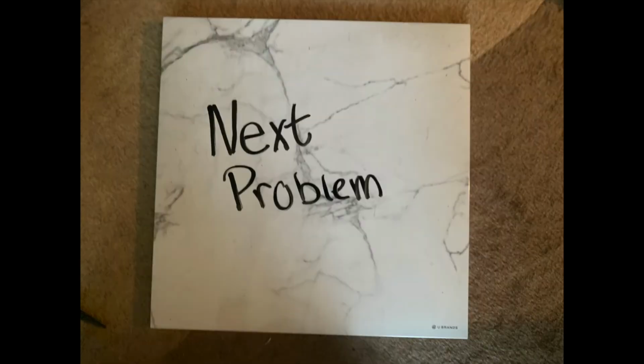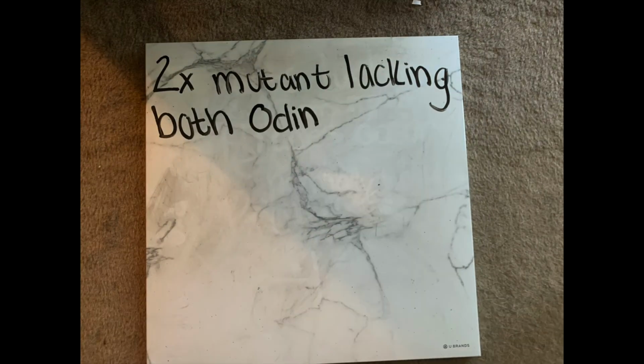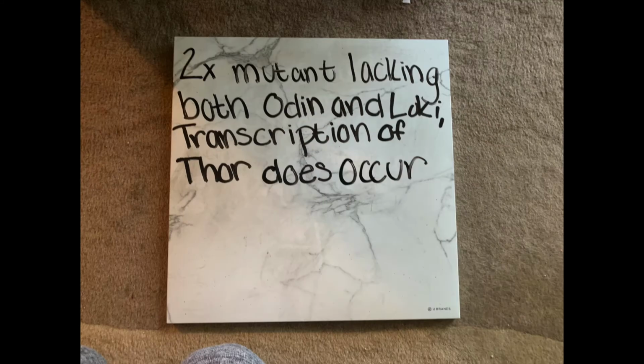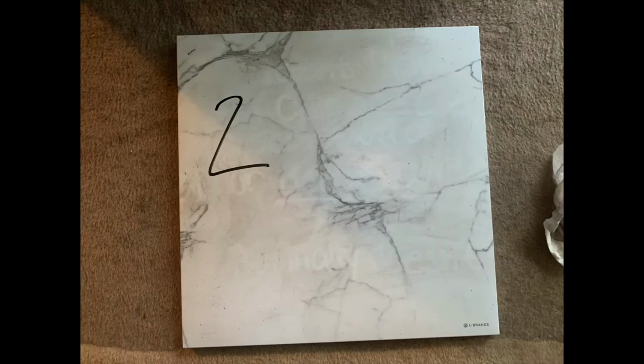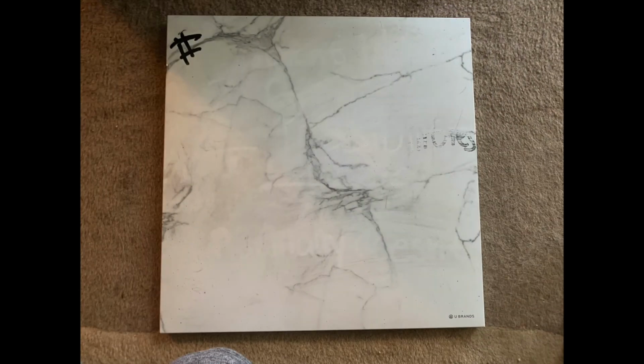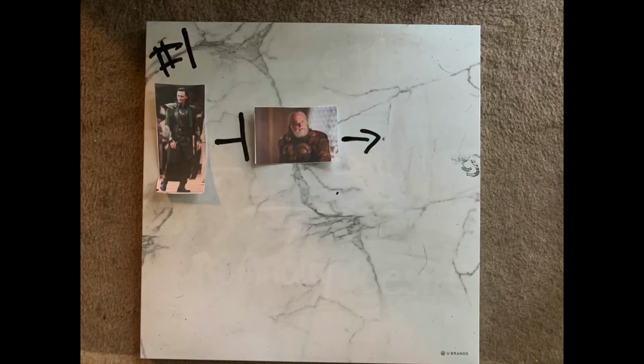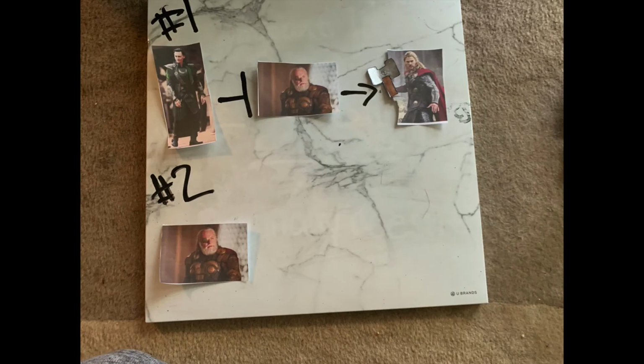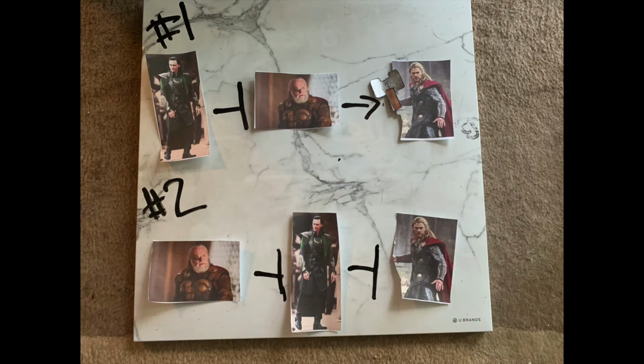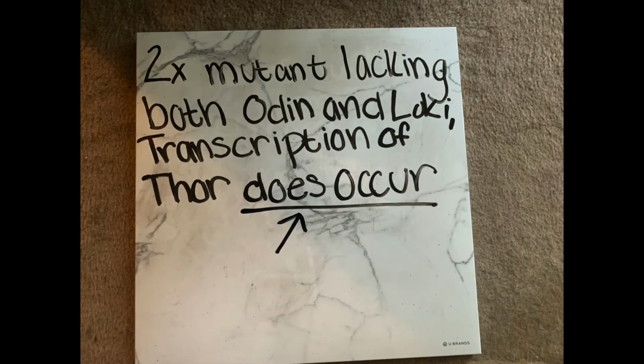The next problem is, in double mutants lacking both Odin and Loki, the transcription of Thor does occur. Since this is a double mutant, there are 2 possible pathways. The first one is Loki inhibits Odin, who activates Thor. The second one is Odin inhibits Loki, who inhibits Thor. Now we have to think which strand will inhibit Thor.